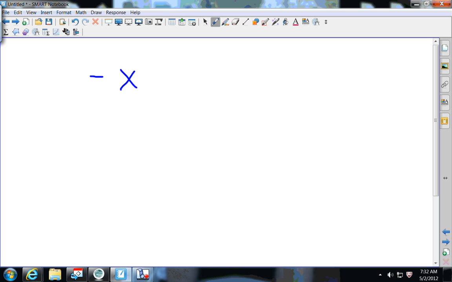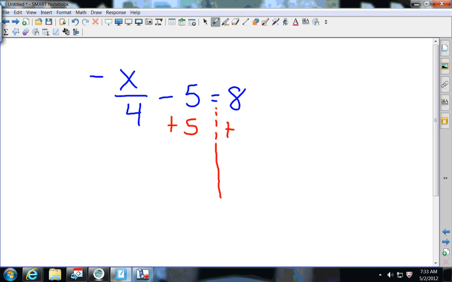So let's see. What about how about this one? What would we do here? First thing we would do is add 5 to each side. These cancel. I get negative x divided by 4 equals 8 plus 5, 13.